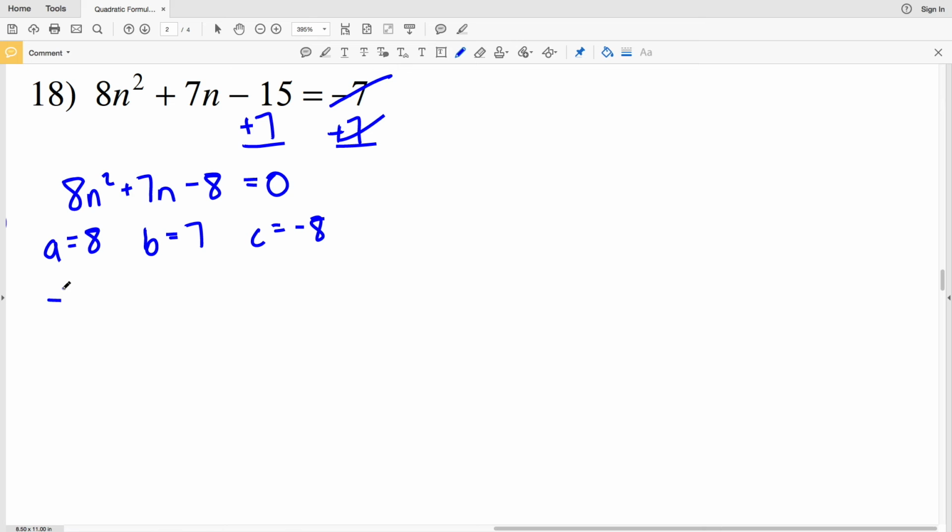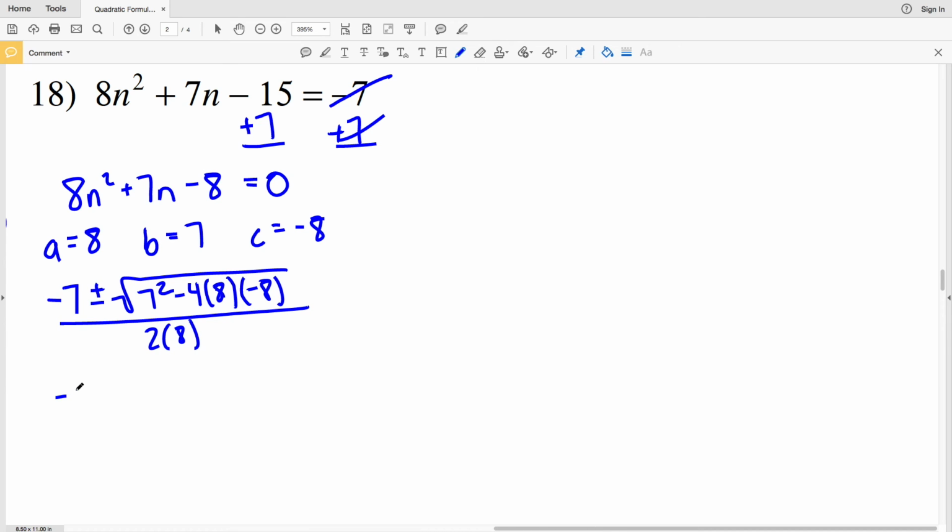So that's going to be the opposite of 7 plus or minus the square root of 7 squared minus 4 times 8 times negative 8 all over 2 times 8. So this is negative 7 plus or minus the square root of 7 squared, which is 49, minus 4 times 8 times negative 8 gives us a negative 256, but if we're subtracting the negative, that's the same as adding a positive 256, and that's all over 2 times 8, which is 16.